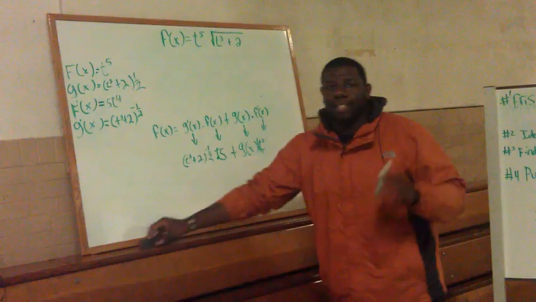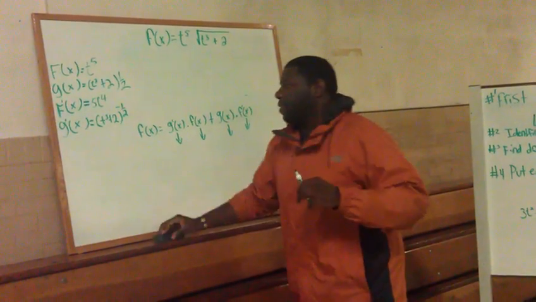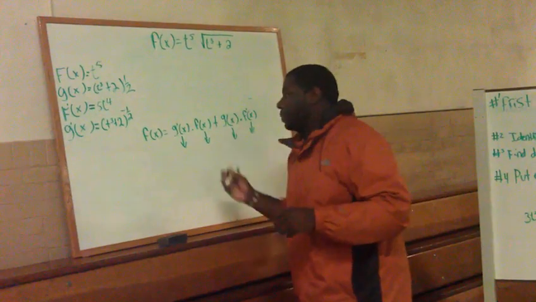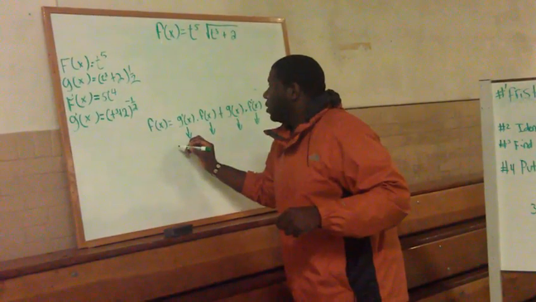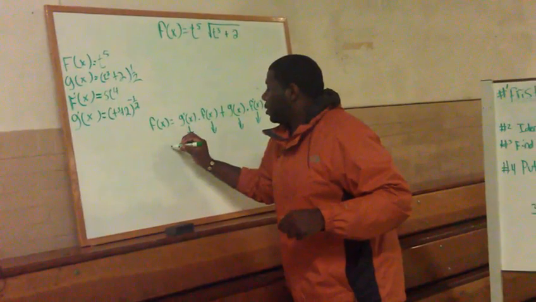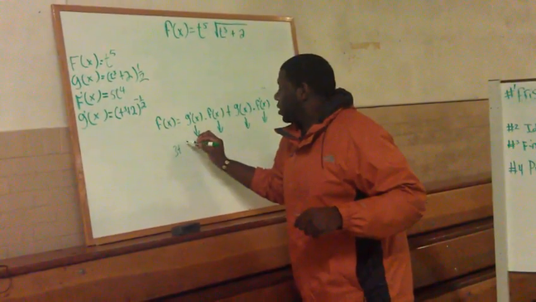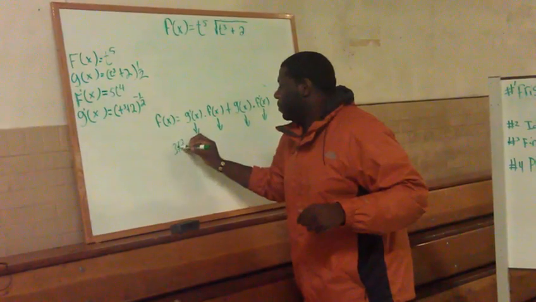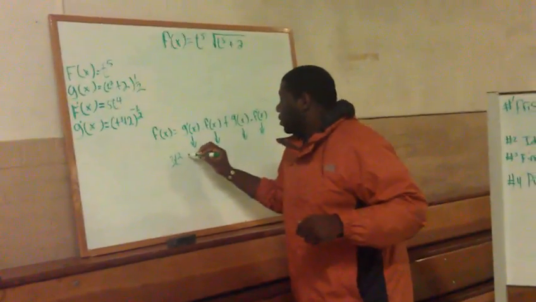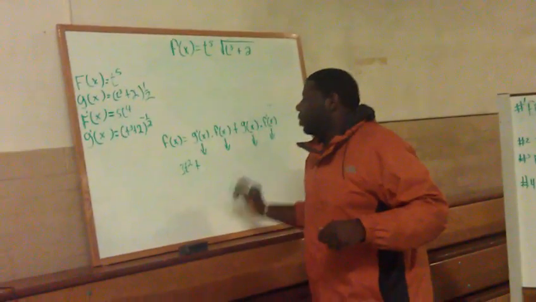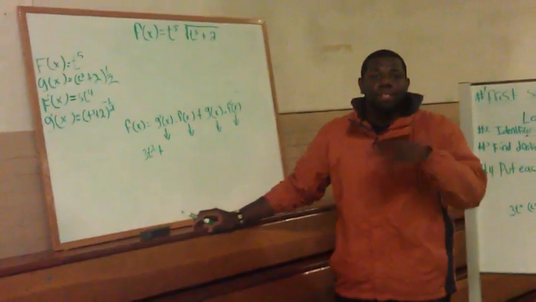Oh, sorry, I made a mistake. Excuse me. Small mistake, but that's why we have an erasing board to fix it. g of x equals 3t to the second power times 2. Oh my God, I messed up. Get it out.